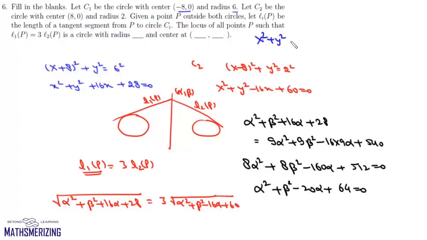x square plus y square minus 20x plus 64 equals 0. What is the center of this circle? Center of this circle is at 10, 0 and its radius will be under root of 100 minus 64, which is simply 6. So center at 10, 0 and radius equals 6 units.